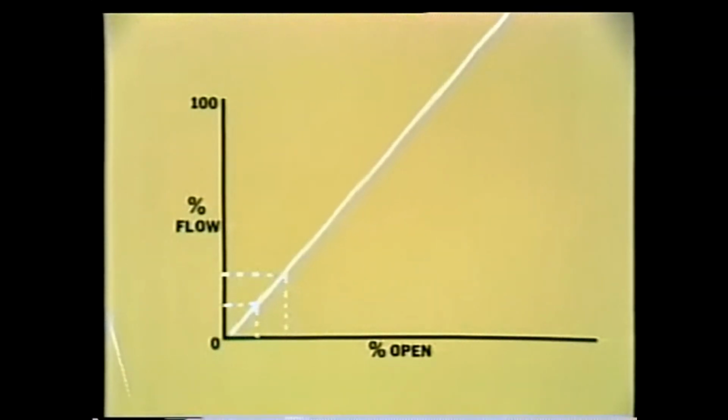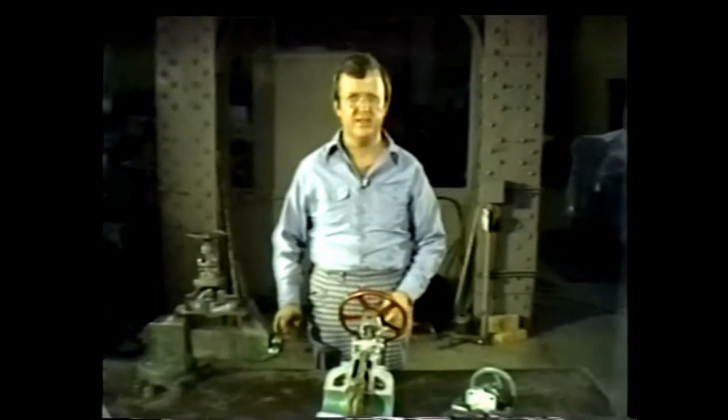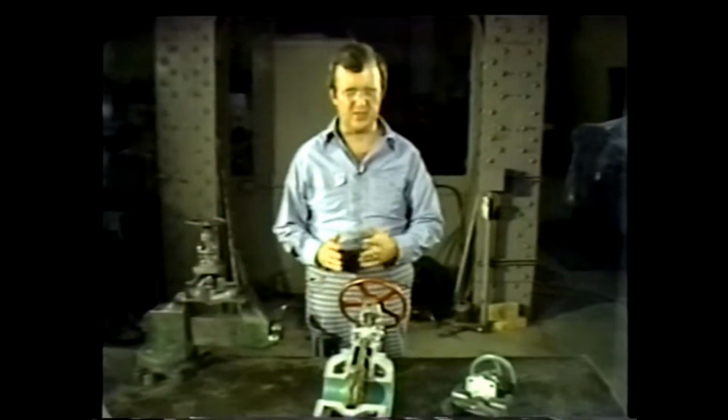As before, we will be comparing valve opening versus percent flow. Along the horizontal axis, we'll plot the valve position. Then, along the vertical axis, we'll plot the percent of full flow. For flow to be linear, the characteristic curve must be a straight line forming a 45-degree angle with the axis, like this.